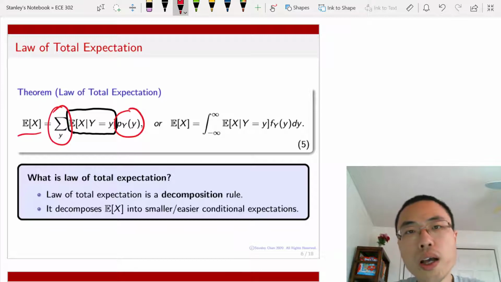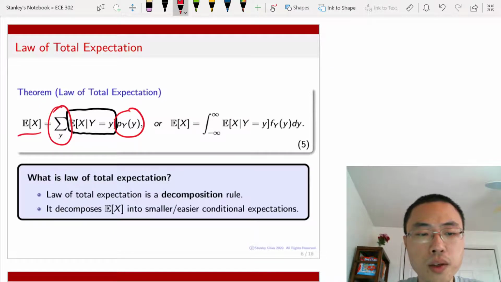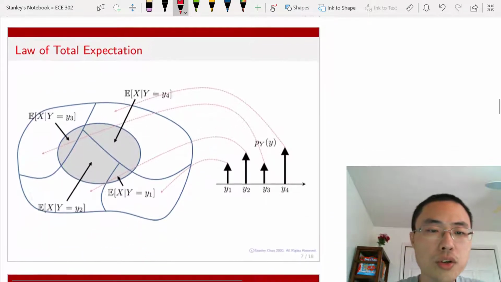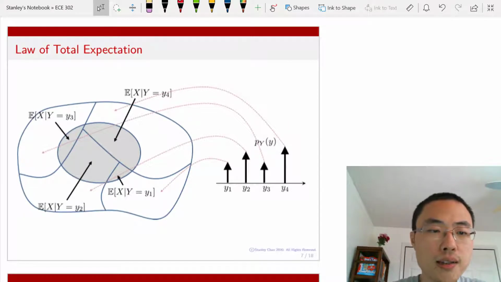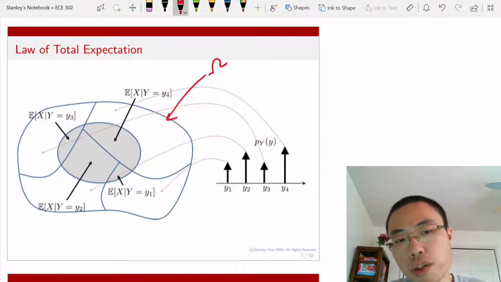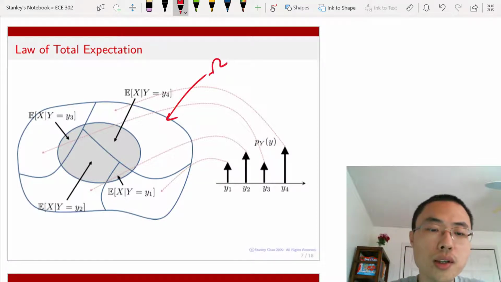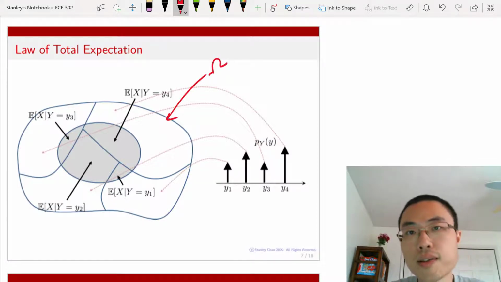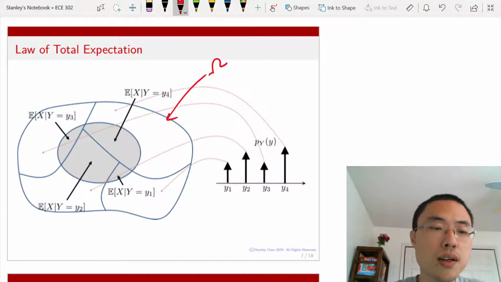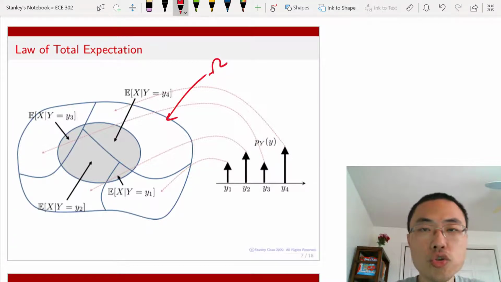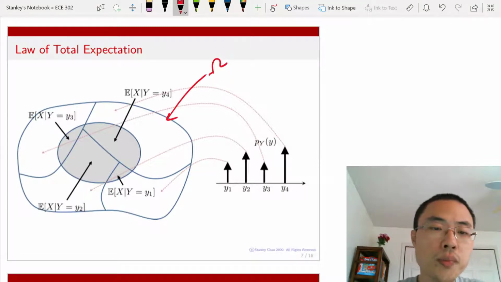So you may wonder why this can ever be useful. Here is a diagram that shows you what is going on. Let's say I have a sample space. This is my sample space omega, and I am partitioning it into 4 subsets. Okay, by partition I mean that they are disjoint, and then the union of them will form the entire sample space.